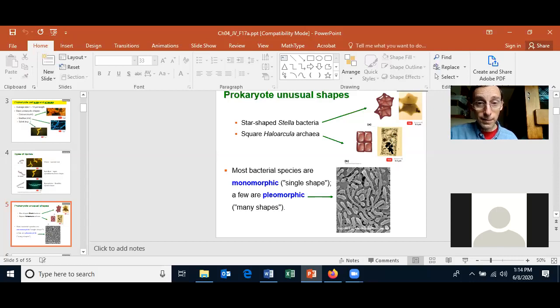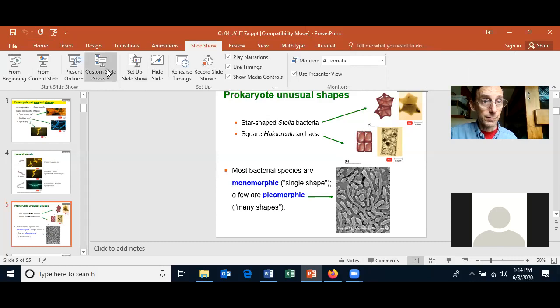And most bacteria, even if they're unusual, come in a monomorphic shape, meaning that the cells have one shape, like all of these are kind of rectangular, all of those are kind of like a star. But not all bacterial species are monomorphic. A few are pleomorphic, and pleomorphic means they have many shapes.